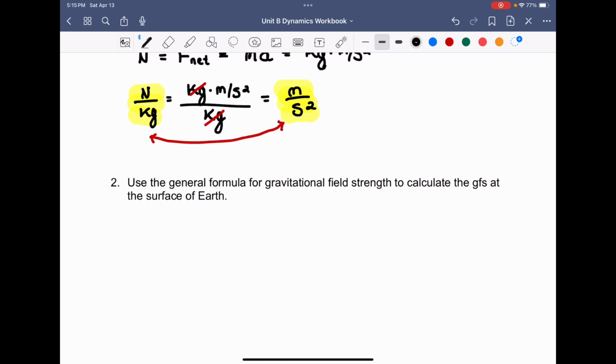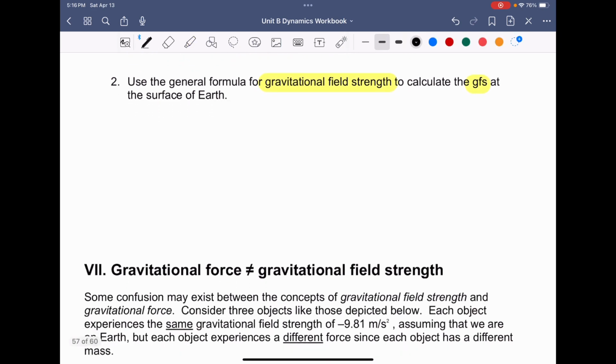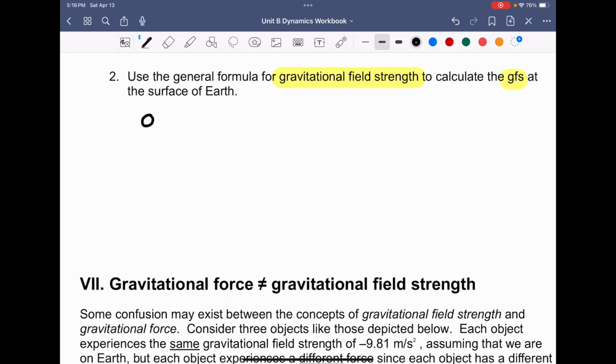All right, use the general formula for gravitational field strength to calculate the GFS at the surface of the Earth. Well, here we go. That's our first exposure to GFS, or gravitational field strength. As soon as they ask for this, I want you to go to your formula sheet and get the formula that you're going to need. g is equal to capital G, big M, which is M Earth. And you could even designate it as this, g Earth.